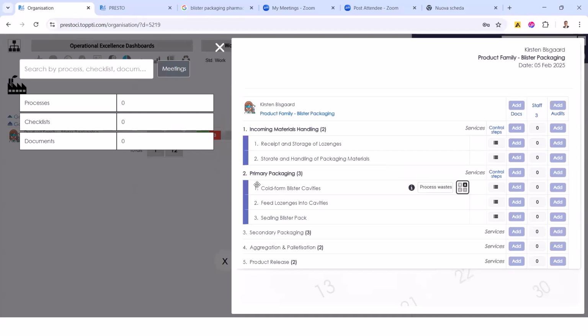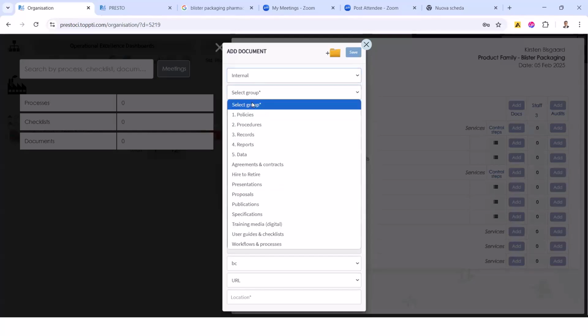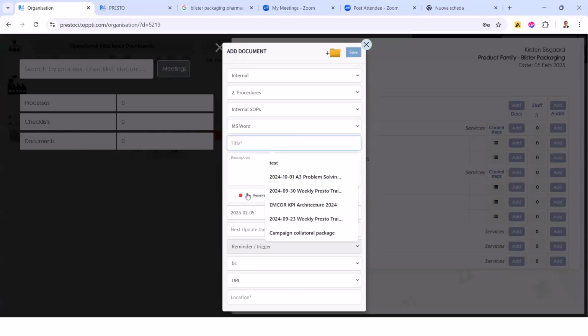So if I wanted to know how to do cold form blister cavities, here's where you link your documents to your shared drive. Here we have an internal document, it's a procedure, an internal SOP in Microsoft Word. Here you would put the title and what state it's in. So is it updated? Does it need to be renewed? Is it a draft? Is it missing? And here you put the link.